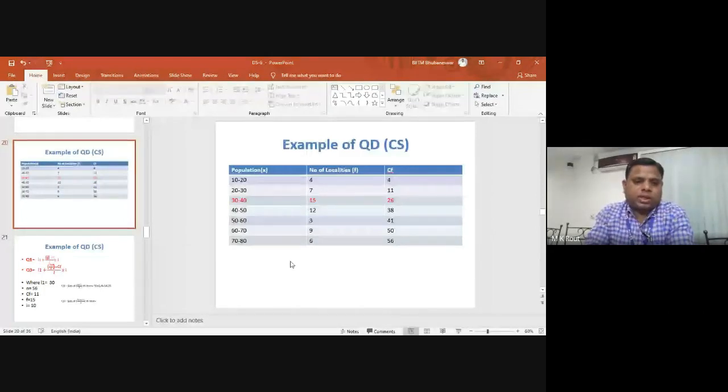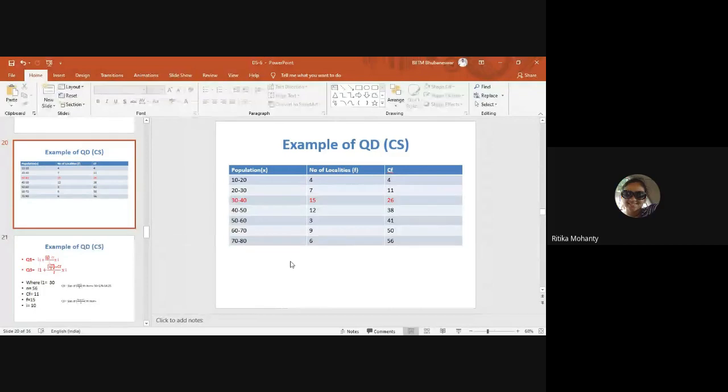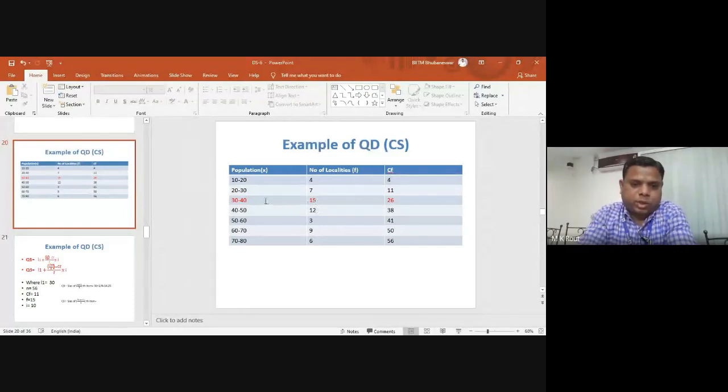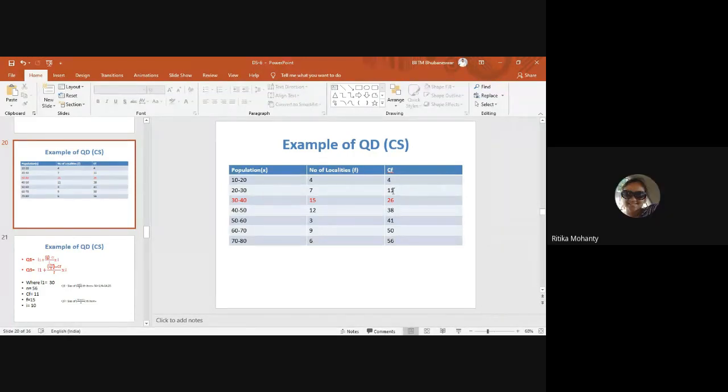The next is, what is the value of F here? Corresponding frequency. 15. Correct. 15 is the corresponding frequency belonging to this population, 30 to 40. And what is your CF value? That is the frequency of the preceding interval. That is how much? 11. Good.